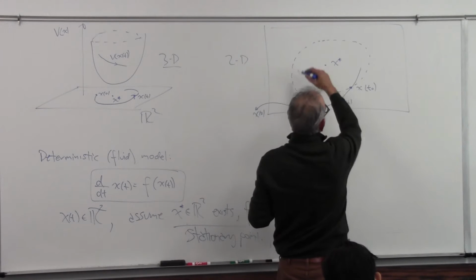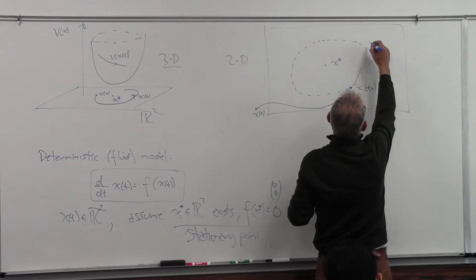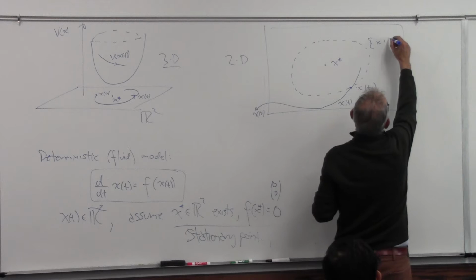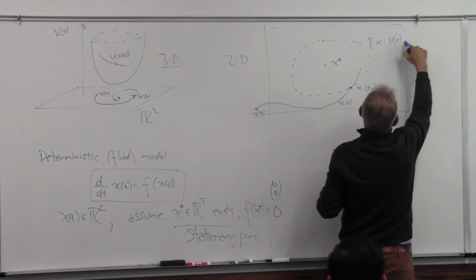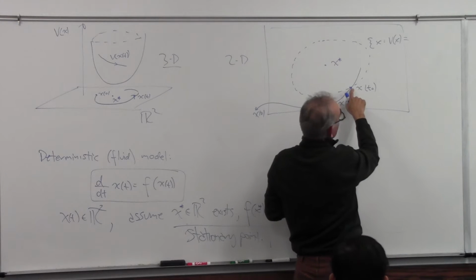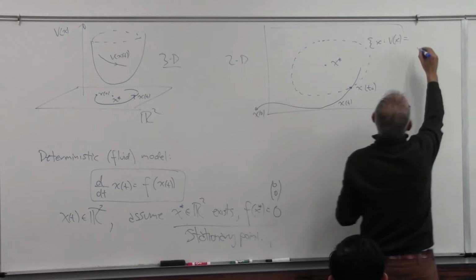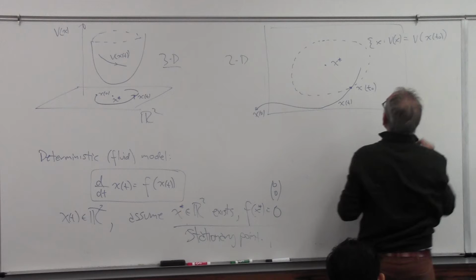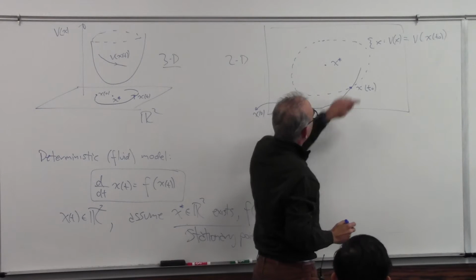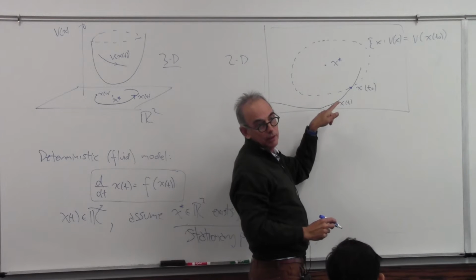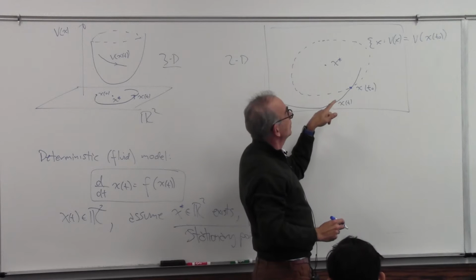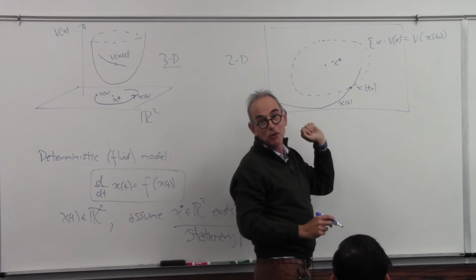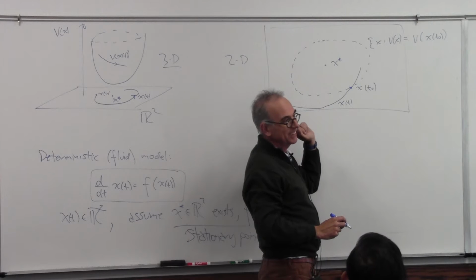What is this dashed line here? That dashed line is the set of all x such that V of x is equal to V of x of t naught. And that's a level set of this Lyapunov function. And what do you remember about gradients and level sets?